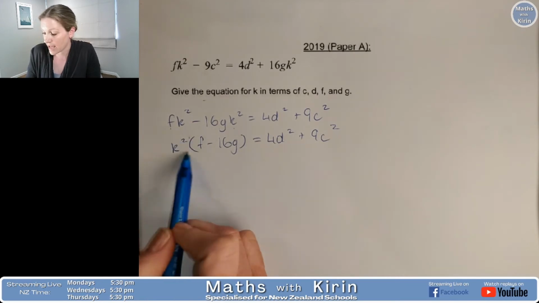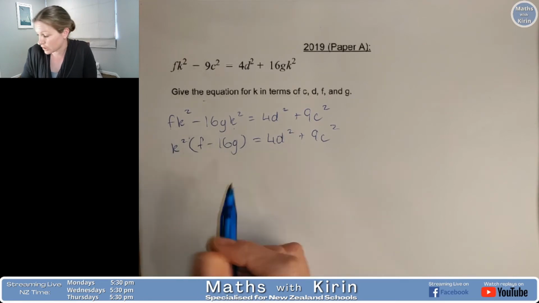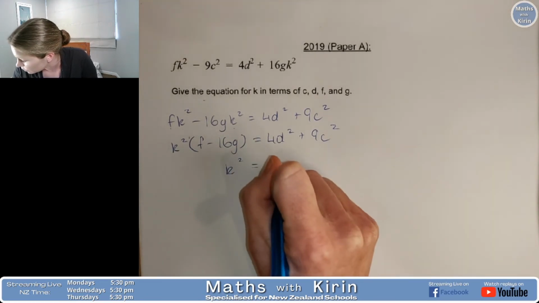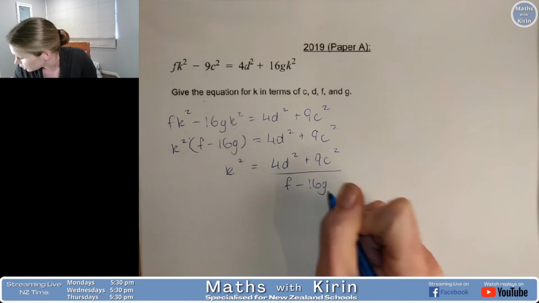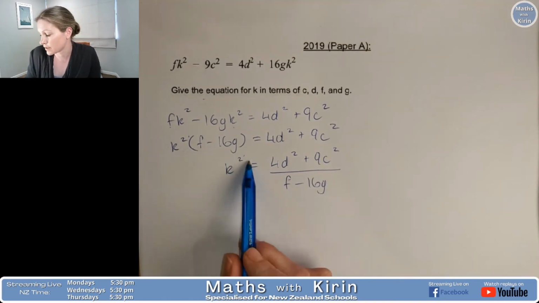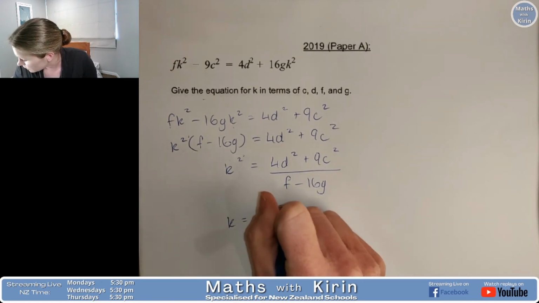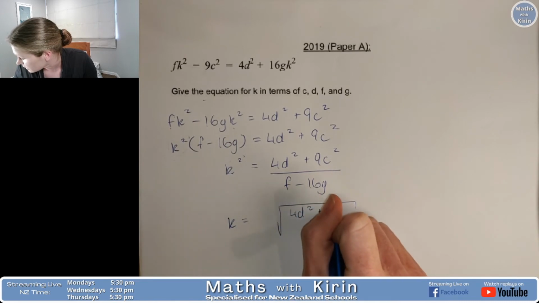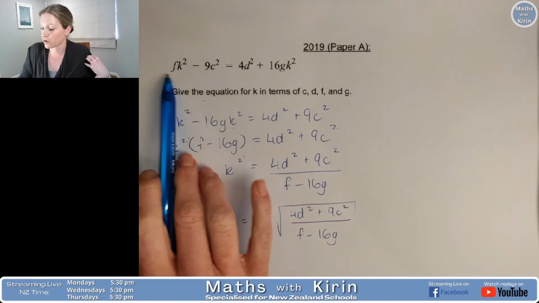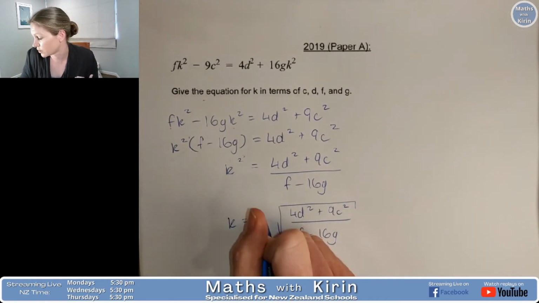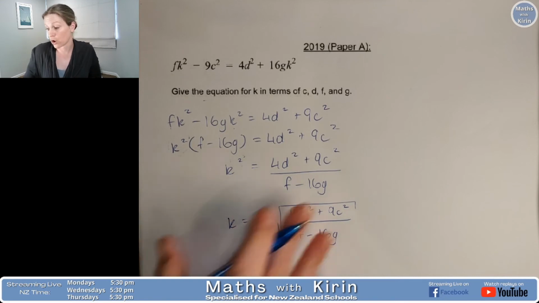So now this is our only K term. In order to get that, we're going to divide through by F minus 16G. So K squared equals 4D squared plus 9C squared all over F minus 16G. And then our last step is to undo the square. So take the square root of both sides. So K is equal to the square root of 4D squared plus 9C squared over F minus 16G. And again, we've got no context here, so we could technically, because we're undoing the square, have a positive and negative solution. Okay, so quite a lot more going on in this question.